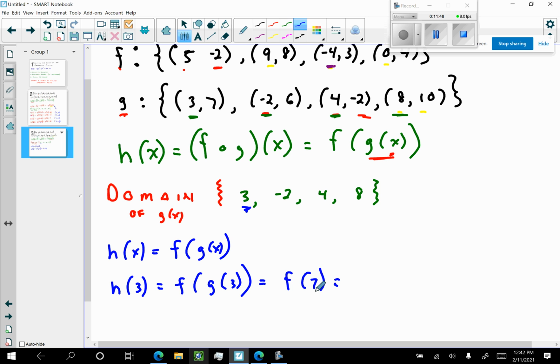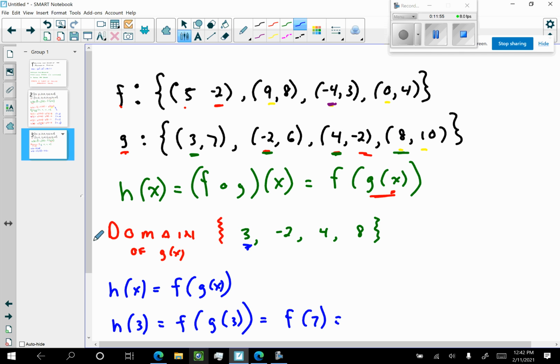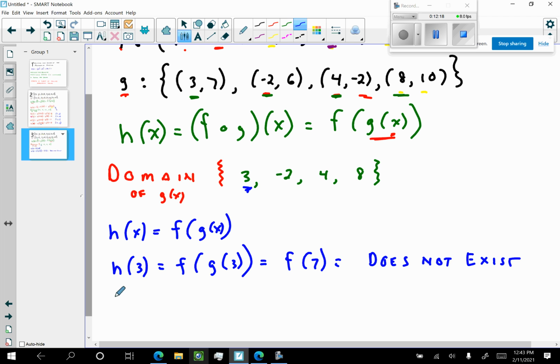Now I look up and I see that there isn't an input. The domain of f, 7 isn't in the domain. So this f of 7 doesn't exist here. So there's not an output in this composite function for h of 3. I better try them all.